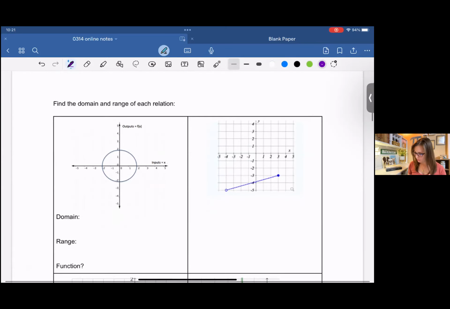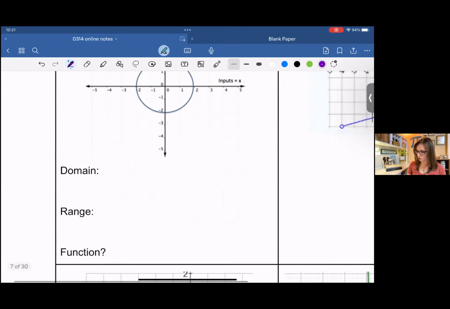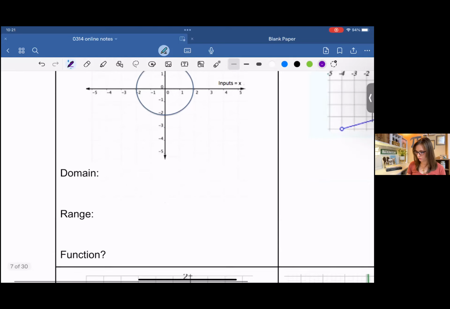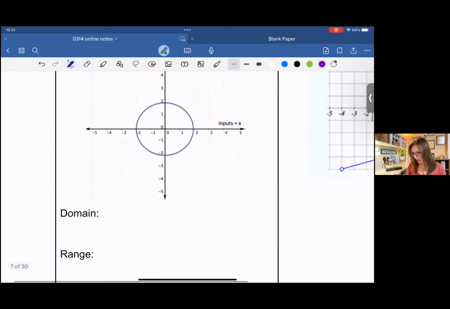We have, in the first example, a circle. And our goal is to use interval notation to write domain, range, and determine if it's a function. Or we don't need interval notation to determine if it's a function, but we are going to do it for domain and range. Sorry about that.